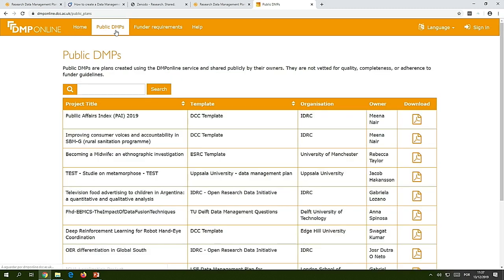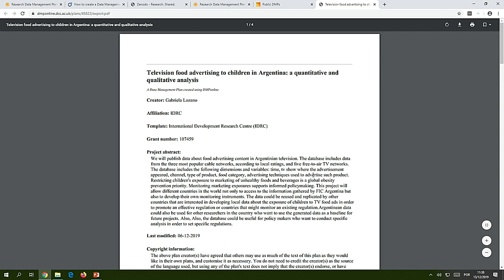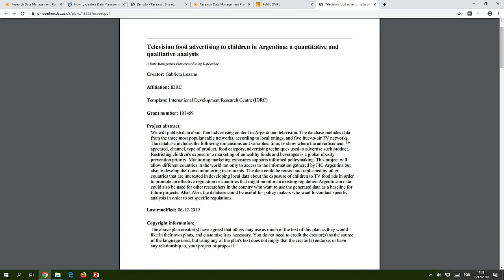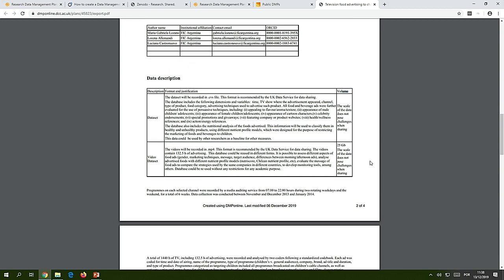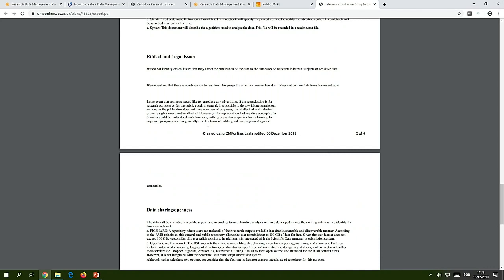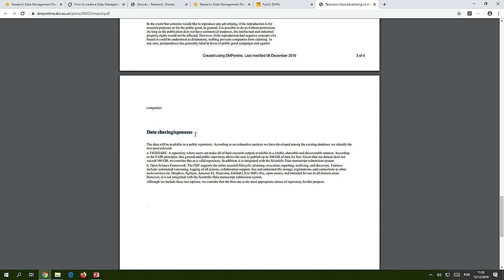And if you go here to public DMPs, we can test one and check out how the resources relate to this, and how a data management plan in the end might look like. Okay, so here you have the data description, data set. You need to justify the scale of the volume in terms of scale of the data. And so you have here, and then there's the reference to the ethical and legal issues, reference to data sharing and openness. So here you also have to include this.